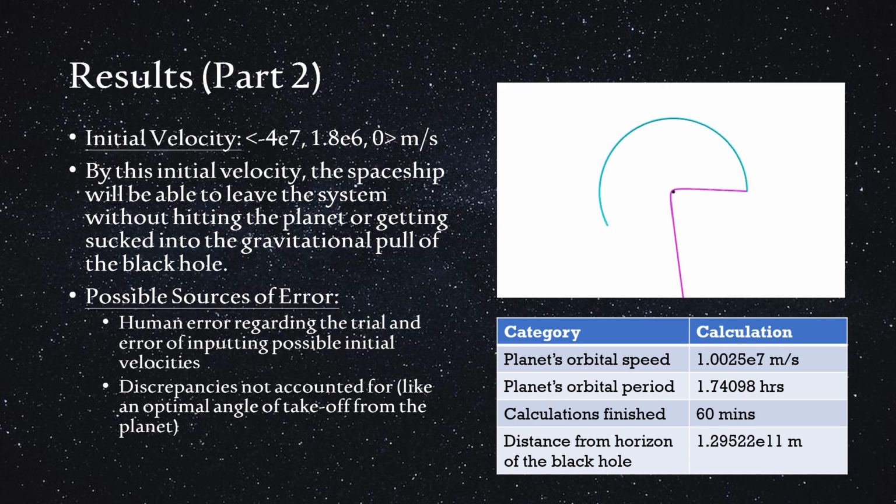The orbit of the planet is a little bit longer than the time that this calculation went. It went around for 60 minutes, but the planet's orbital period is around 1.7 hours instead. So that's why it doesn't make a full orbit, which is not important because we just needed to know if the spaceship was going to make it out in time.